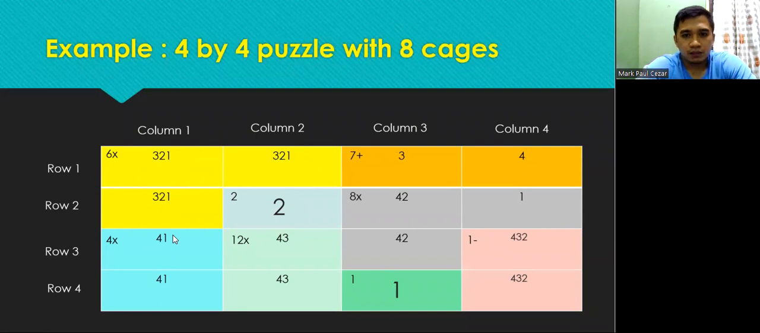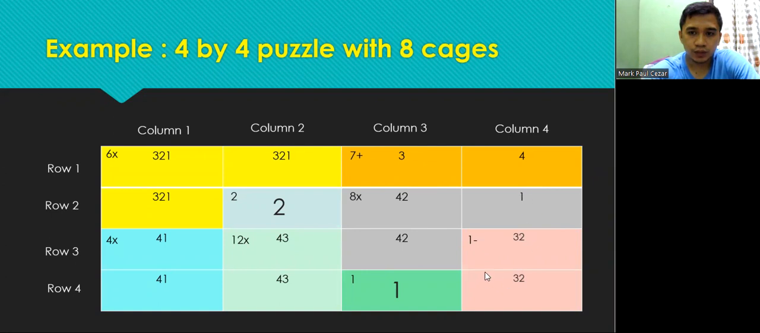So I'm going to start with this 7 as our target number. We can only have 3 plus 4 in this combination, right? So I'm going to choose 3 to put here and then 4 in this one. And then later on, we are going to check if we are still following our rule.